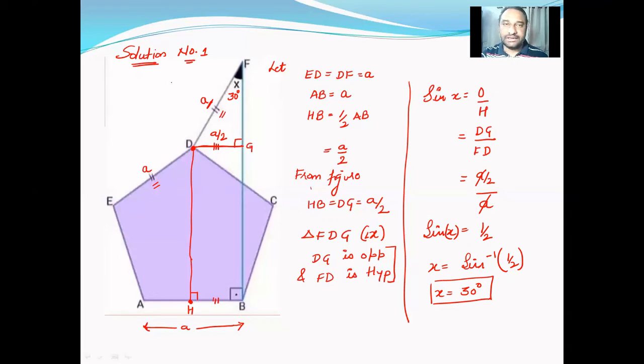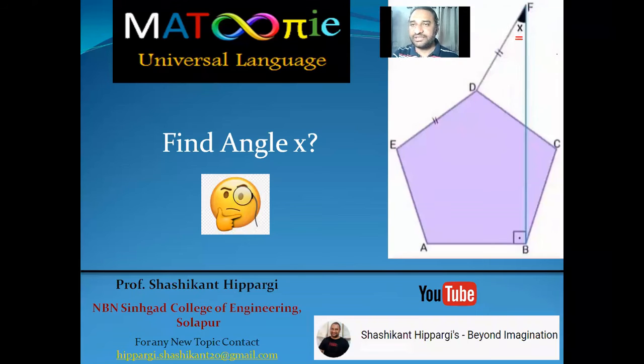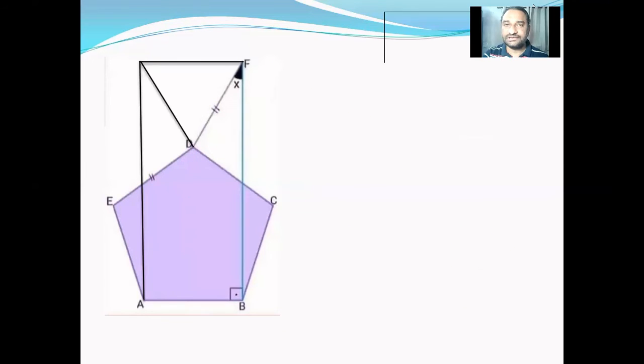Okay. Now we'll go for solution number 2. The diagram is something like this. You can see the diagram is something like this. Only D, F, and B are the lines that they have drawn. Now we'll go for the second solution, where what I have done is, see, it is very simple.